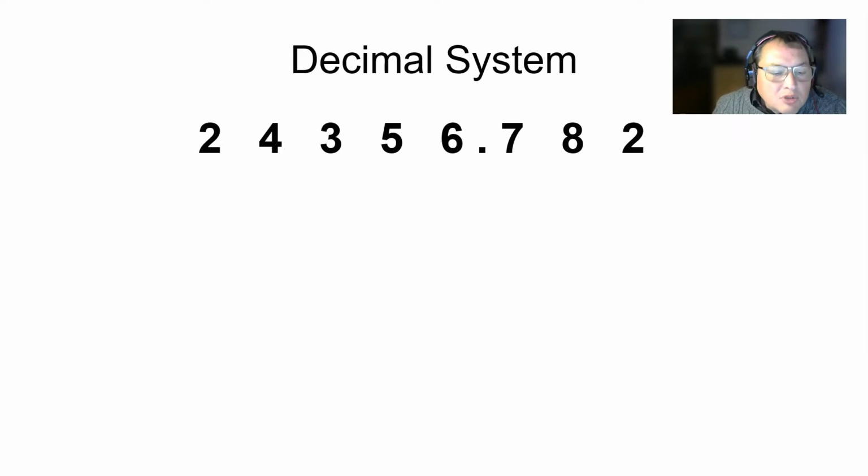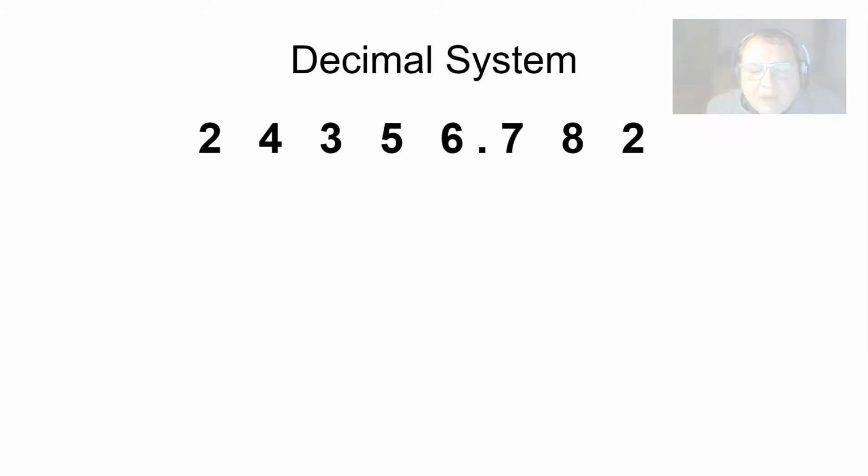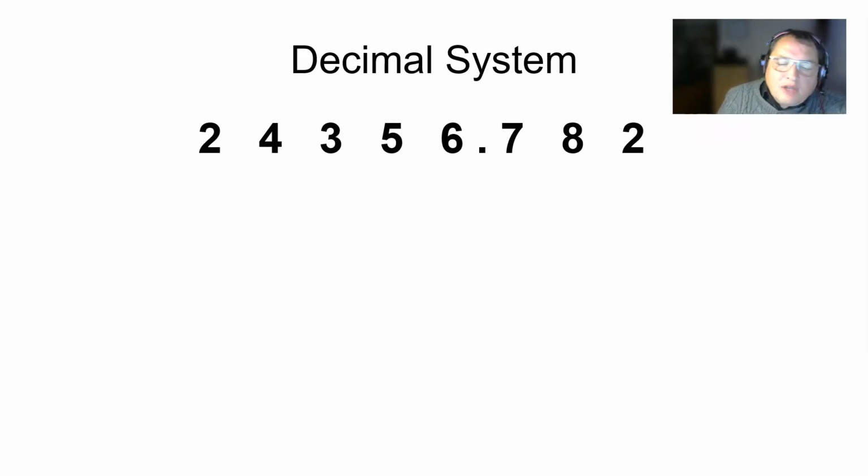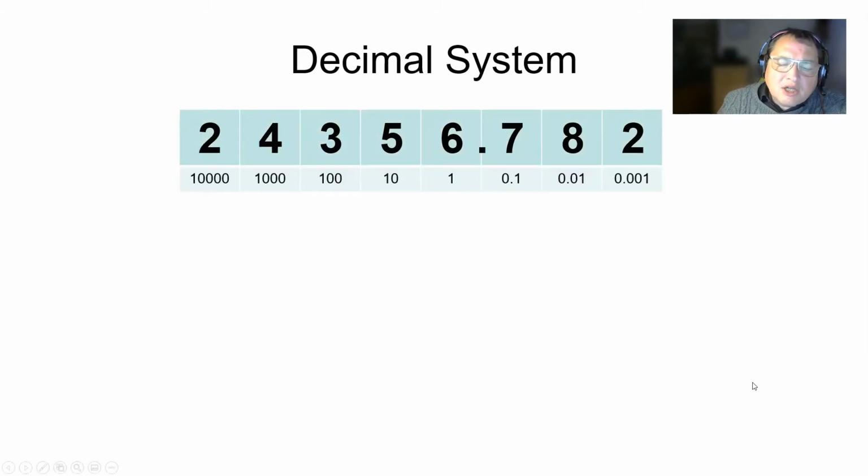Let's start from the most obvious, the decimal system. This is an example of a decimal number. It is 24,356.782. The reason why the decimal system is called positional is that each digit has its numeric weight, which is attached to its position within the number.